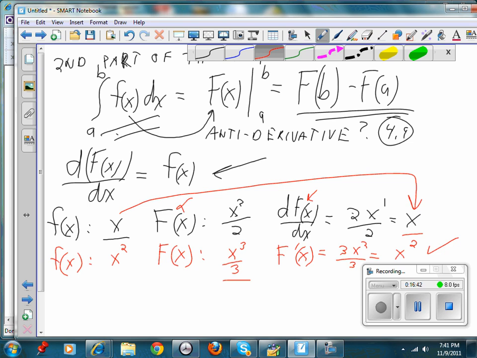Let's try one in general. What about f of x equal to x to the n? X to the n, okay? What do you think the antiderivative is equal to? Well, it's got to be x to the n plus 1, right? It's got to be x to the n plus 1. We better not get these confused here.